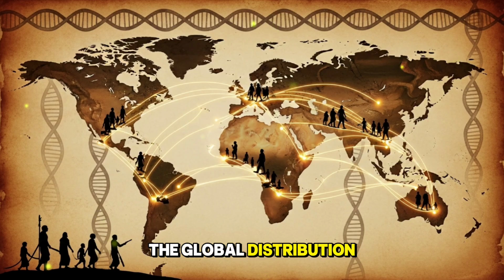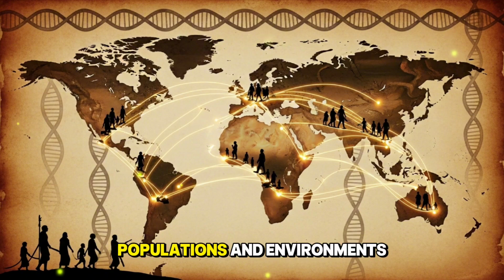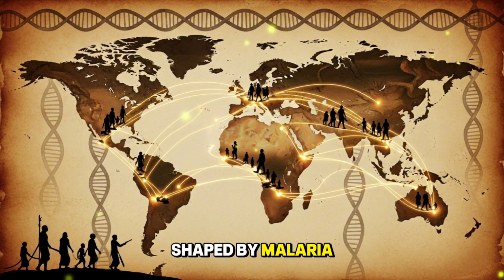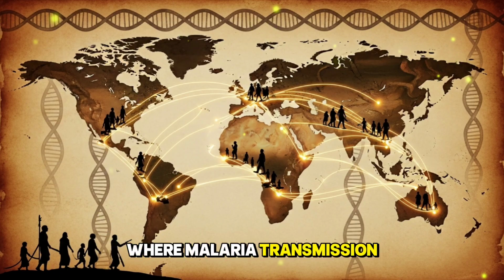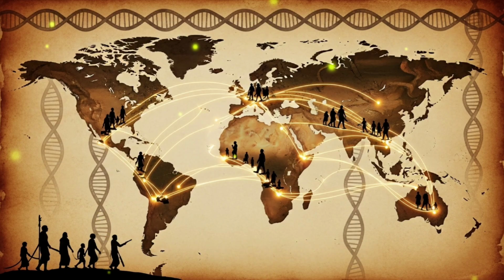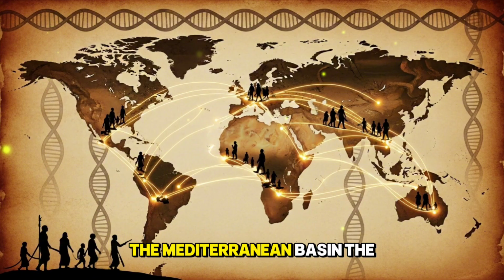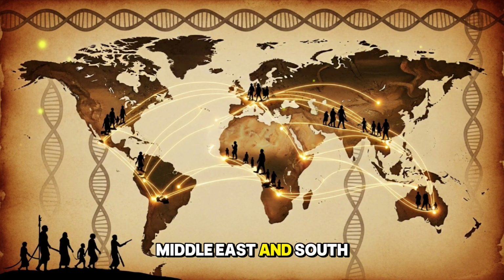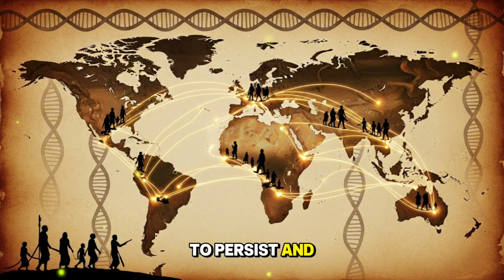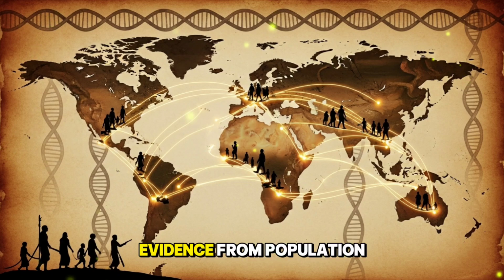The global distribution of sickle cell anemia reflects a long-standing relationship between human populations and environments shaped by malaria. The allele responsible for the condition is most prevalent in regions where malaria transmission was historically intense, including parts of sub-Saharan Africa, the Mediterranean basin, the Middle East, and South Asia. In these areas, the heterozygous state offered a survival advantage by reducing the severity of malaria infection, enabling the allele to persist and spread within local populations. Evidence from population genetics highlights clear geographic clustering.